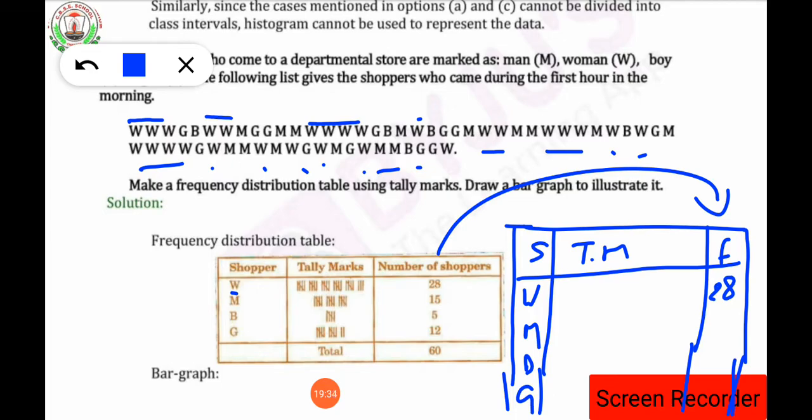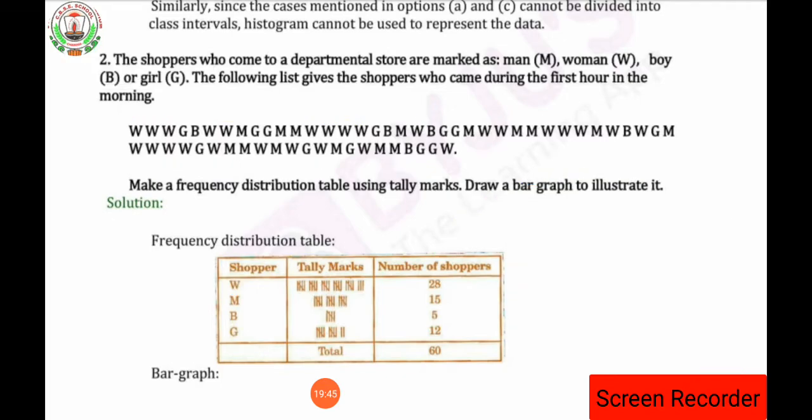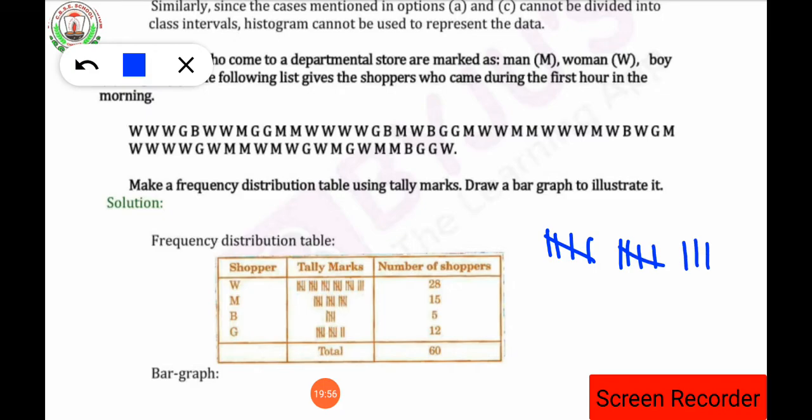Remember, in place of number of shoppers we can also write the word frequency. So how many total women are there? 28 women. So for 28, how to draw the tally marks? You know how to draw. One bundle is equal to 5. 1, 2, 3, 4 and 5. Again 1, 2, 3, 4, 5. Again 1, 2, 3, 4, 5. Then again 1, 2, 3, 4, 5. How many? 5 plus 5, 10. 10 plus 5, 15. 15 plus 5, 20. Then again 1, 2, 3, 4, 5, that is 25. And 3 more because it is 28. So this way we are going to draw here.